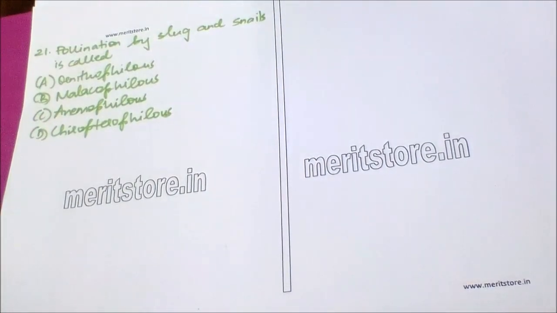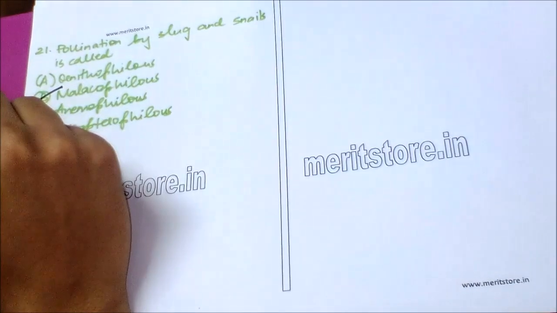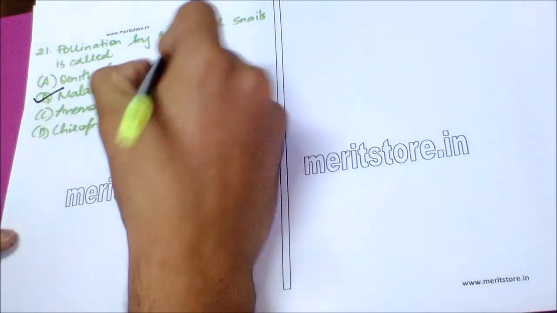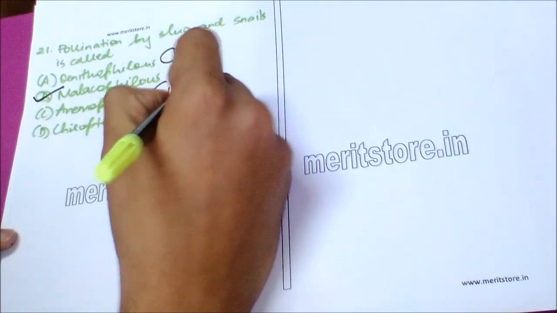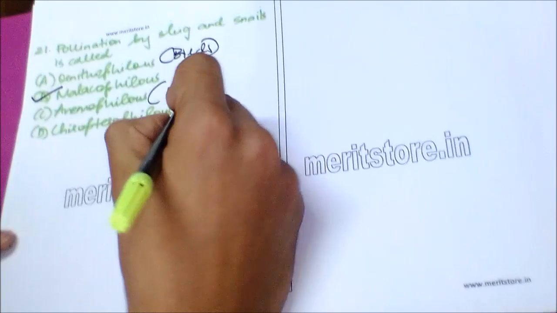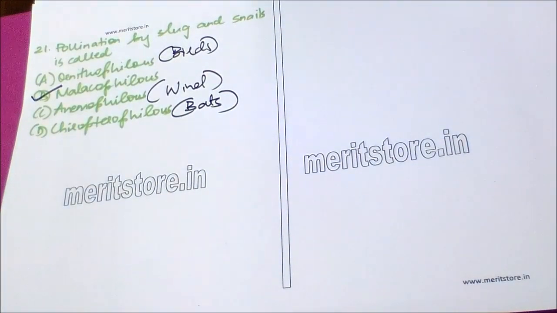Pollination by slug and snails is called option A, ornithophilous, option B, malacophilous, option C, anemophilous, and option D, chiropterophilous. So the answer to this question is malacophilous, which is cross pollination brought about by slug and snails. Ornithophilous is through birds, anemophilous through wind, and chiropterophilous through bats. So the answer is option B, malacophilous.